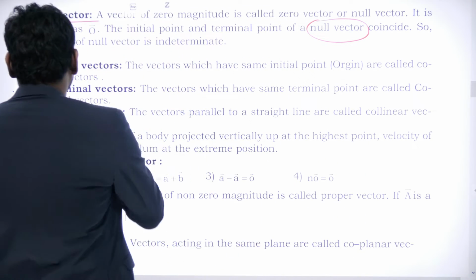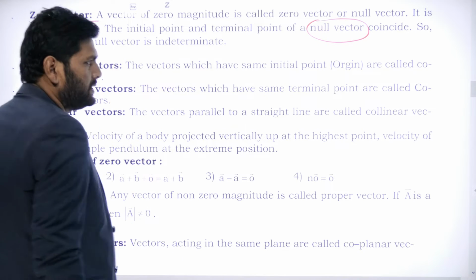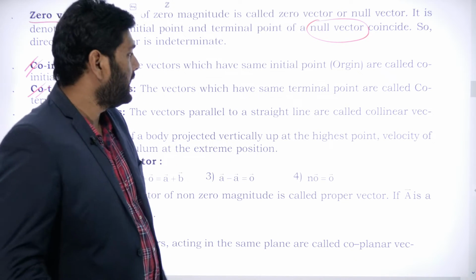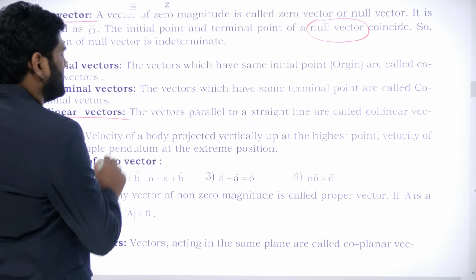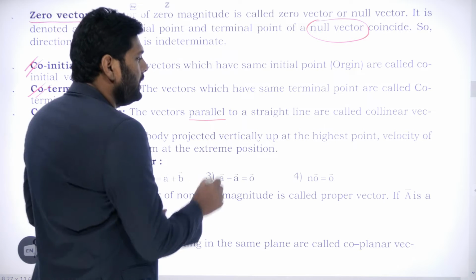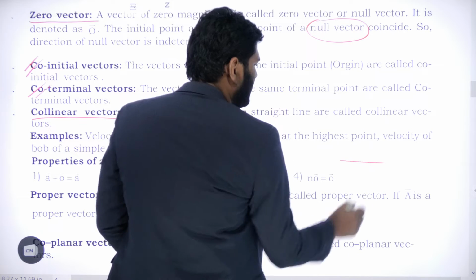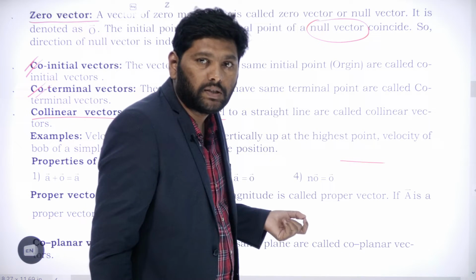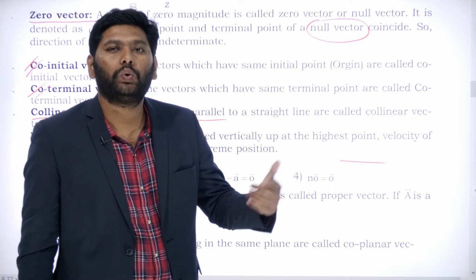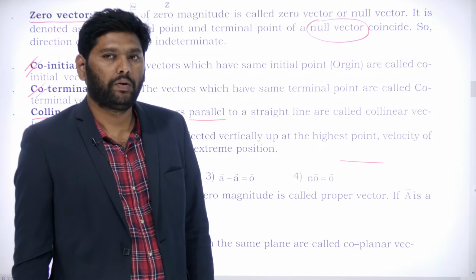Now coming to the next, co-initial and co-terminal vectors are not important. This is not our level, just given that information for you, better read it. And coming to the collinear vectors. What are collinear vectors? Collinear vectors means vectors acting parallel to a straight line. For example, here we have drawn a straight line. Any vector passing parallel to that, we can say that particular vector is a collinear vector of this straight line. That way we can define the collinear vector.